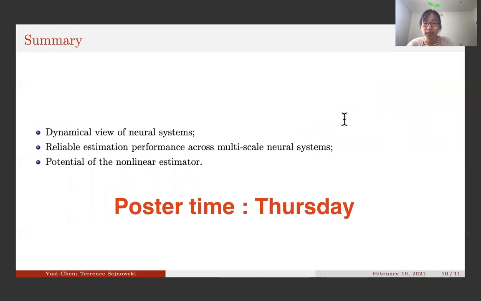In summary, extended differential covariance estimators start from a dynamical view of neural systems. They produce reliable estimation performance across multi-scale neural systems. In addition, the potential of the nonlinear estimator is big because it can adapt to different neural recordings by choosing the nonlinear function wisely.